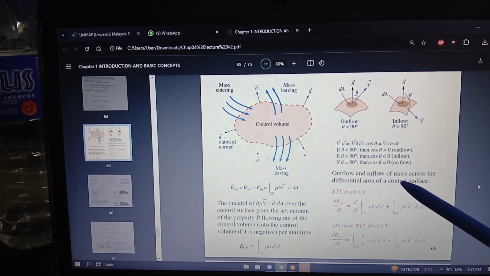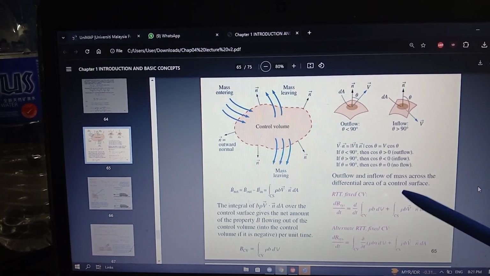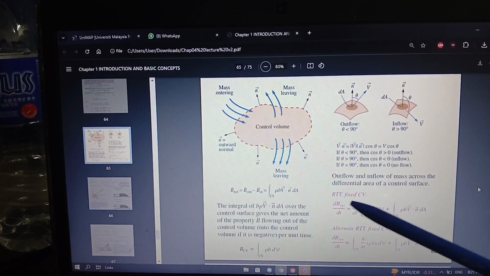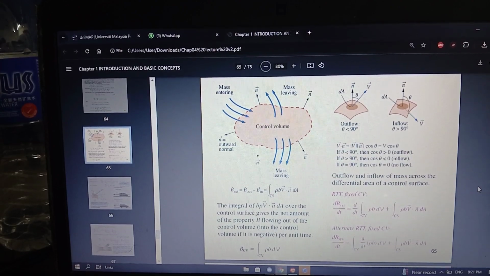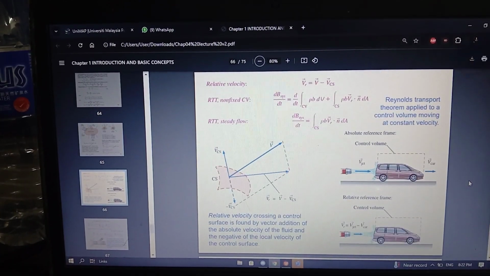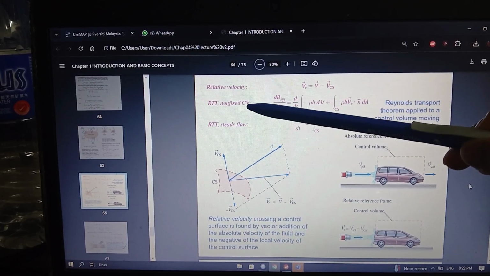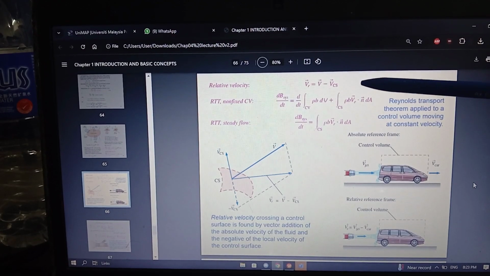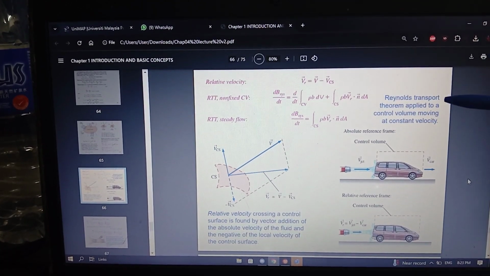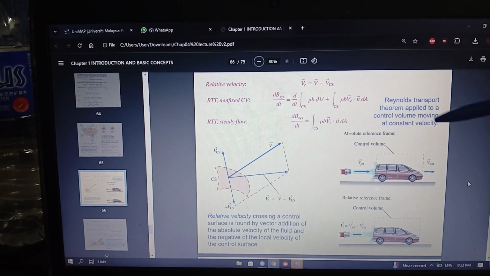Outflow and inflow of mass across the differential area of a control surface have two different examples. One is RTT fixed CV, another one is alternate RTT fixed CV. Here we have three equations for relative velocity, RTT non-fixed CV, and steady flow. So here are the equations for Reynolds transport theorem applied to a control volume moving at constant velocity.